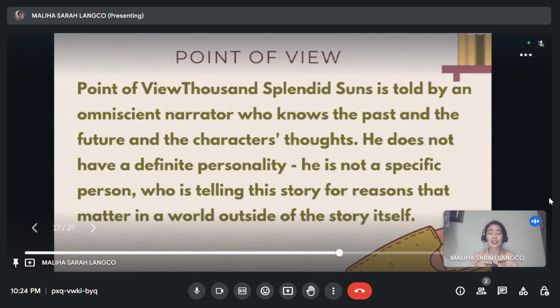So the story is told by an omniscient narrator who knows the past and the future and the characters' thoughts. Although the narrator is not an actual character in the story, they still play a big role in the story, of course, because they are the one who told the story to the audience.